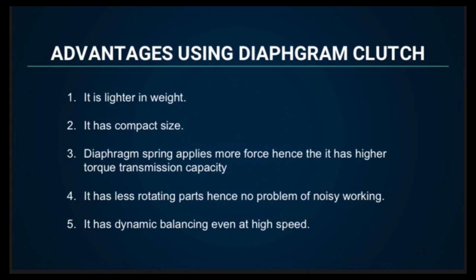So last but not least, these are the advantages of using diaphragm clutch. First of all, it's lighter in weight. Second, it has compact size. Third is diaphragm spring applies more force, hence it has higher torque transmission capacity. And the fourth is it has fewer rotating parts, hence no problem of noisy working. And the last one, it has dynamic balancing even at high speed.